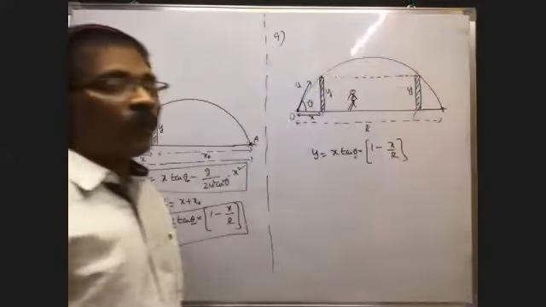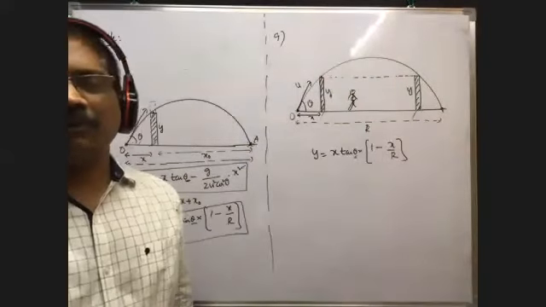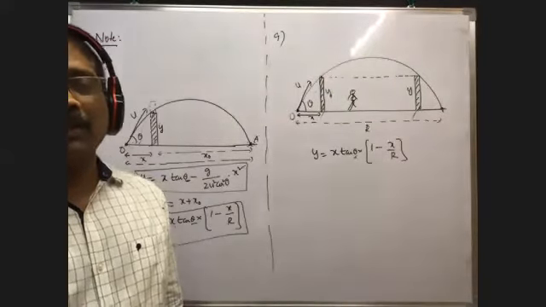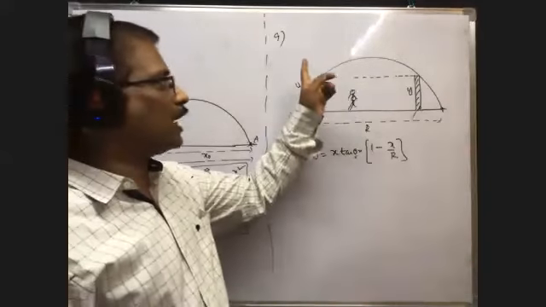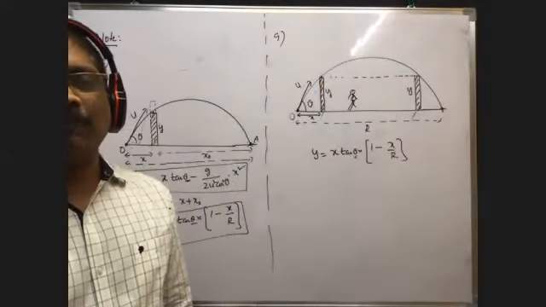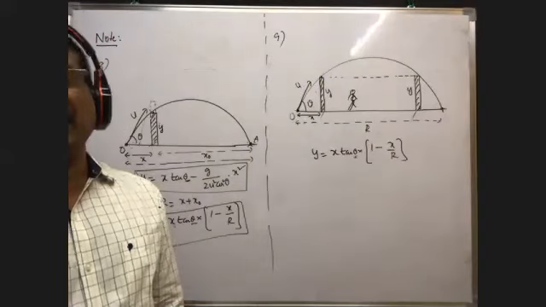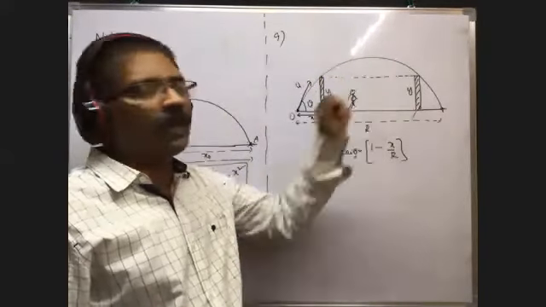For what time is the ball in view with the person? Or what is the time taken by the ball to cross from one wall to the other wall? What is the time taken by the ball to travel from one wall to the other wall? That is the time for which the ball is in vision with the people on the road.